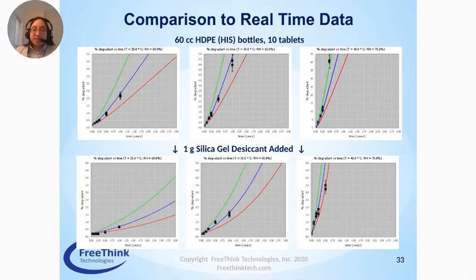Now, when we look at bottles that contain 1 gram of silica gel desiccant, again, we have a really good fit to the model predictions. And we were predicting that we would have the 2-year shelf life at 25/60.